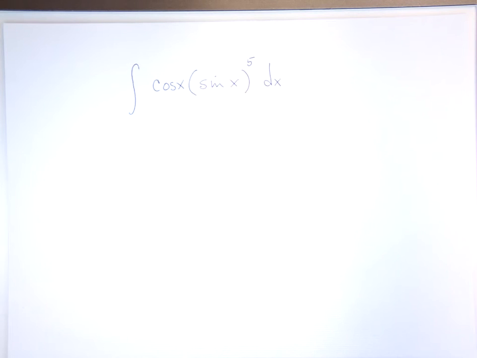Cosine x, and then I have sine x to the fifth. The question is, can I take this integral and get it to one of our integration forms with at most the introduction of a constant? Can I look at this and get one of those integration forms? Probably yes, I can, by letting u equal sine x. Let u equal sine x.